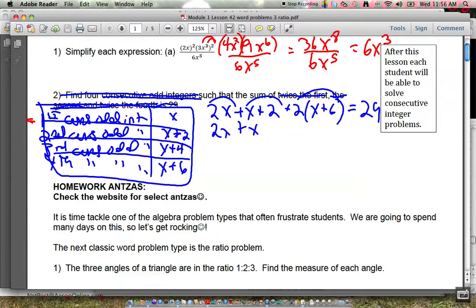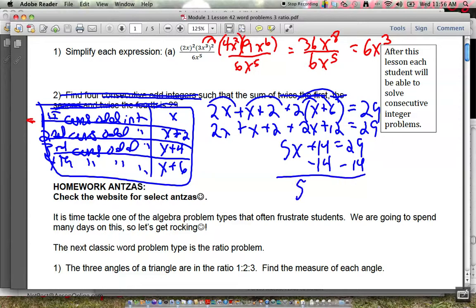2x plus x plus 2 plus, distribute, 2x plus 12 equals 29. Same side, same operation. 2, 3, 5x plus 14 equals 29 minus the 14. This is the easy part. 5x is 15. Dividing by 5, x is 3.